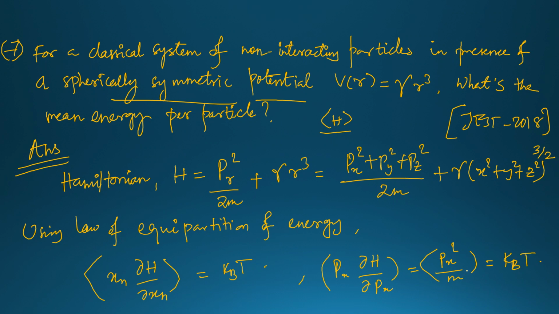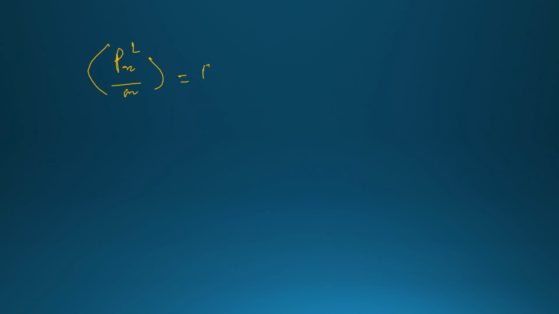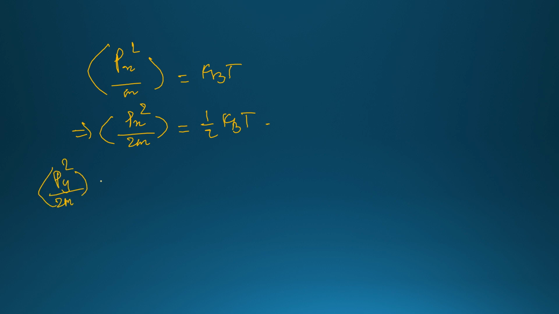If we write it like this, px squared by m is equal to kBT. You can write px squared by 2m is equal to half kBT. Similarly, py squared by 2m will be equal to half kBT, and pz squared by 2m will also be equal to half kBT.